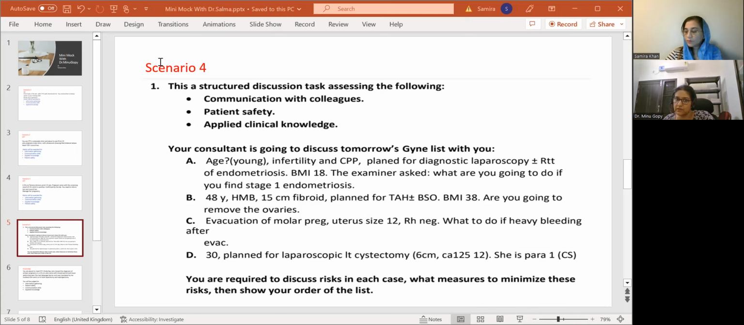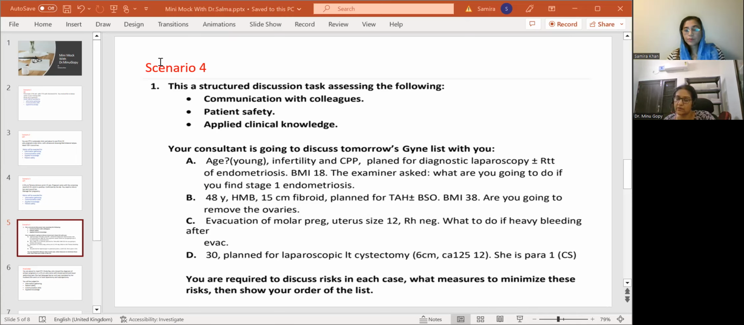I will make sure that the compression stockings are put, and also look at the consent, whether any other alternative options have been discussed with her. Whether any pre-op GnRH has been given to reduce the size of the fibroid, and also what about the incision, I will tell her that it will depend upon the size of the fibroid during the procedure.